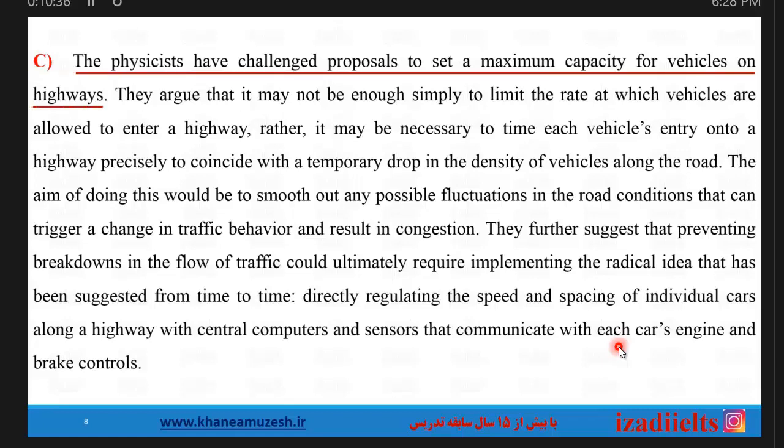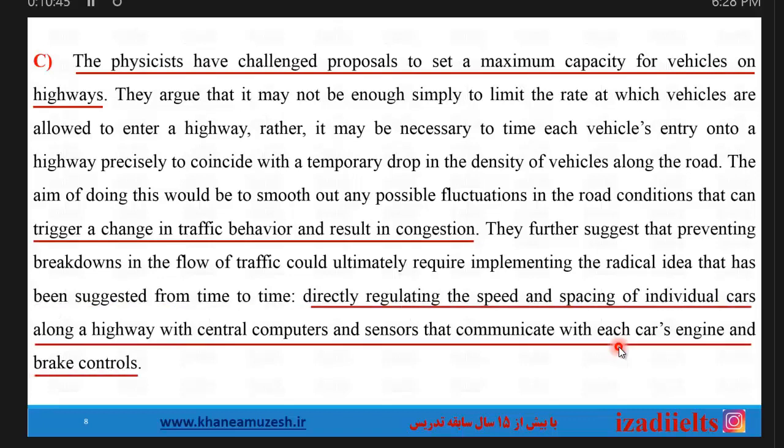These are the key sentences I have underlined. The first sentence, the middle one, trigger a change in traffic behavior and result in congestion, and the last one. The phrases that can help you is definitely proposal. If you have underlined, you have the proposal in the heading, yes? What else? Take control away is very much similar to this phrase, change in traffic behavior. Regulating the speed and spacing means take control. By what? Computers and sensors, not drivers, yes? So it's very much related to that heading.